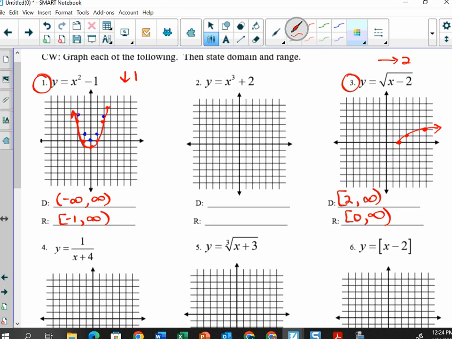Why isn't the 2 the domain? For number 3, if I look at the graph and I go from the left to the right, where does it start? That is why.